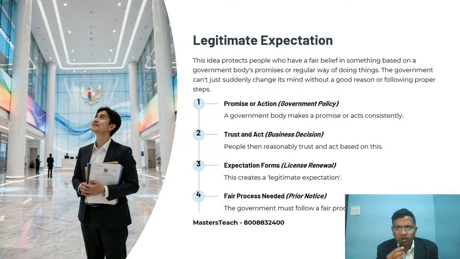A government body makes a promise or acts consistently, creating trust. People then reasonably trust it, and based on that an expectation forms, for example license renewal. So they create the legitimate expectation, and a fair process is needed. The government must follow a fair process before changing things. If anything changes, people expect that it is going to be good for them. This is the way legitimate expectation works: promise, trust and act, expectation forms, fair process needed. So that's the thing.